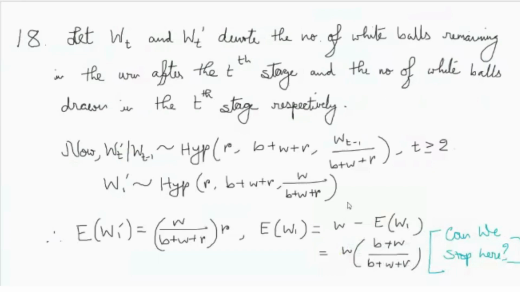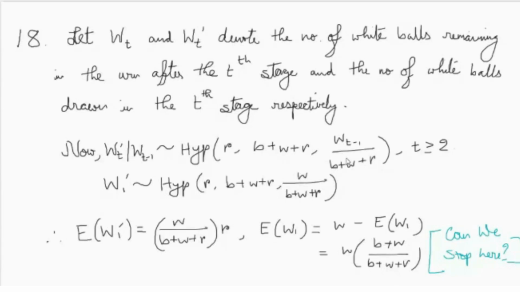Okay. So Wt dash given Wt minus 1, that is, there are Wt minus 1 white balls after t minus 1 turns, this follows a hypergeometric (r, b plus w plus r, Wt minus 1 by b plus w plus r) distribution. Okay, this might seem very complicated, but let me explain. So at each stage, we are essentially drawing r balls. So small n, that is sample size, is r. Capital N, the population size, always remains b plus w plus r.